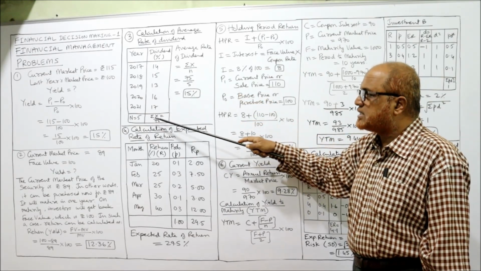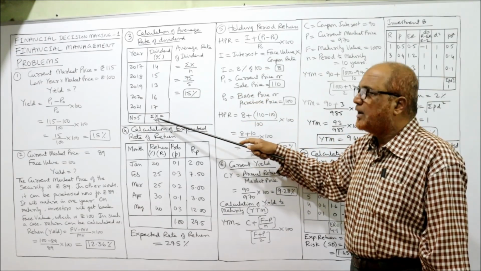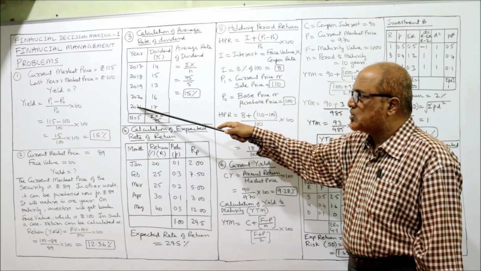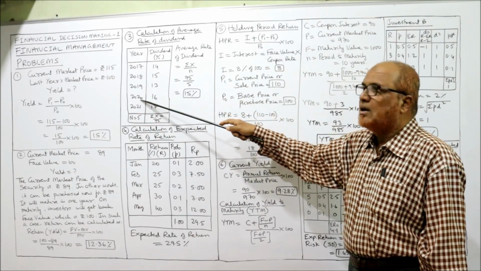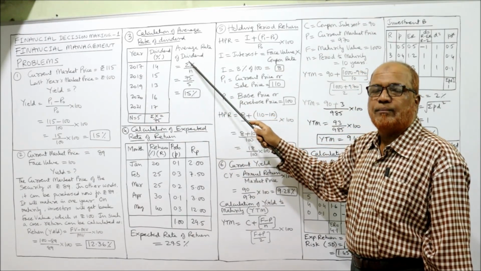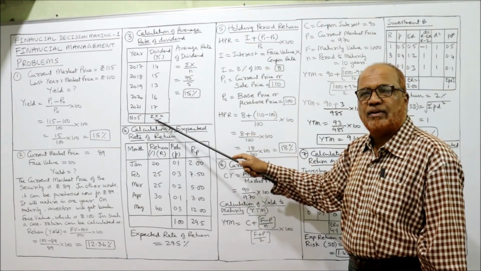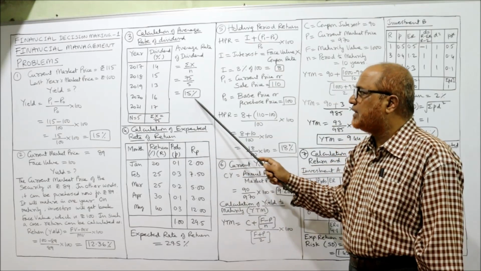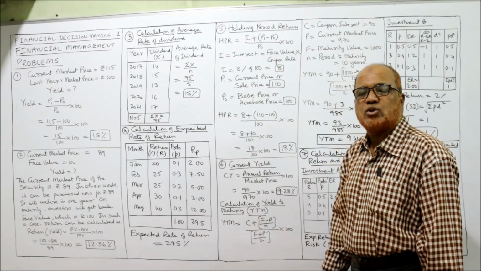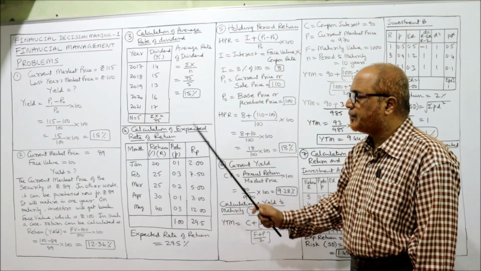Take the total as summation x, 75. And n is equal to 5 years, 1, 2, 3, 4, 5 years. Now we need the average rate of dividend. Summation x by n. Summation x is 75.